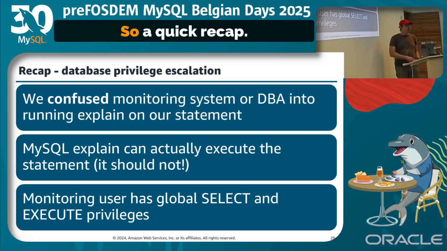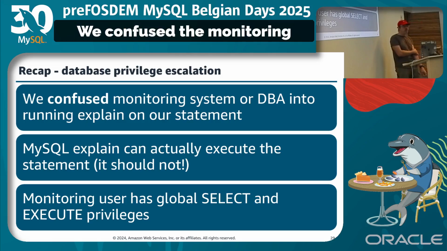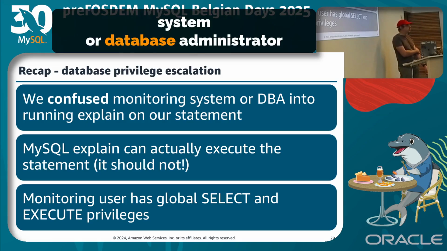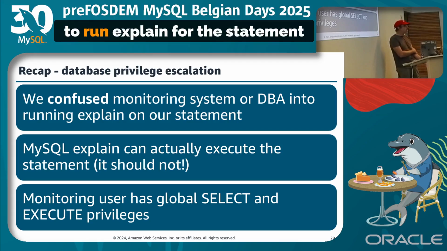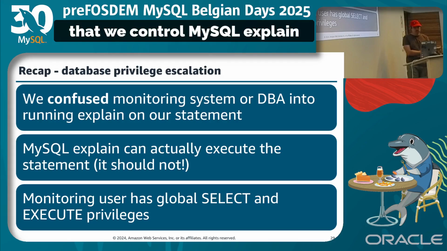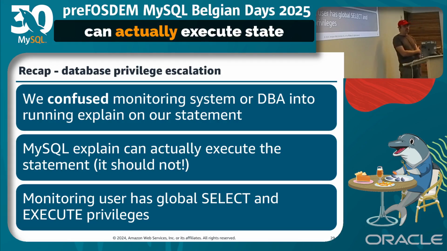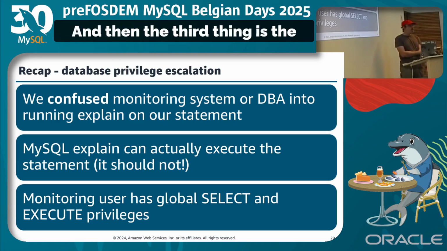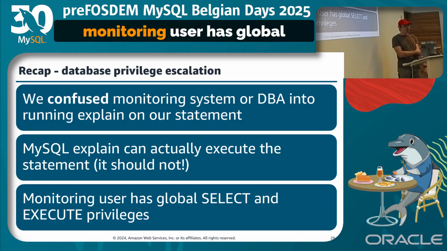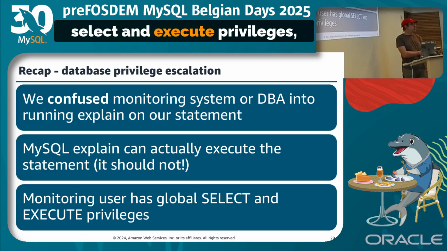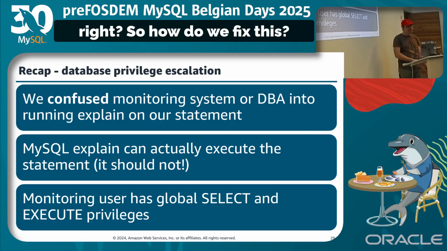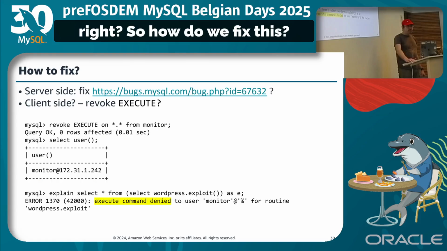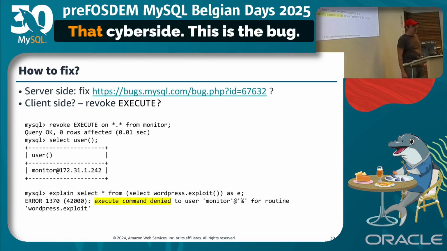Right? So, a quick recap. We confused the monitoring system or database administrator into running explain for the statement that we control. MySQL explain can actually execute the statement, and it should not. And then the third thing is the monitoring user has global select and execute privilege. Right? So, how do we fix that?